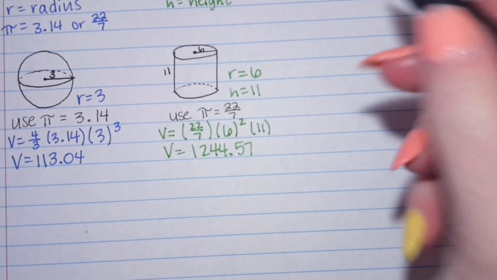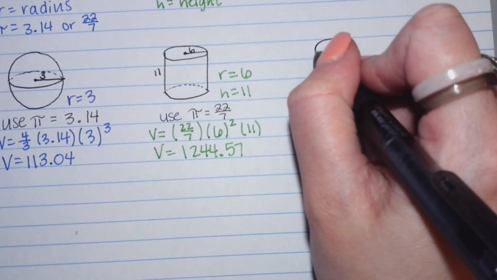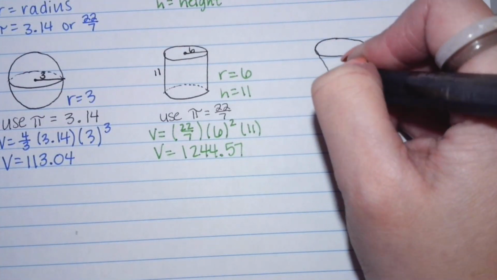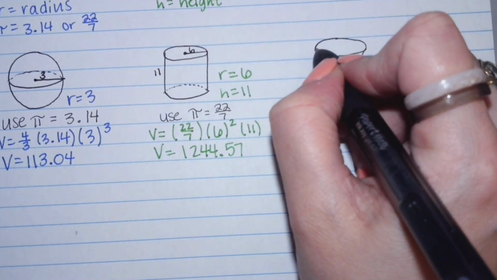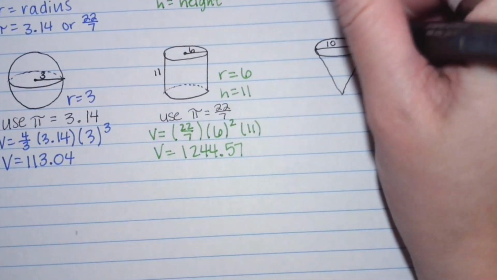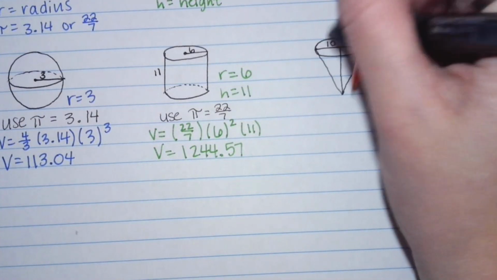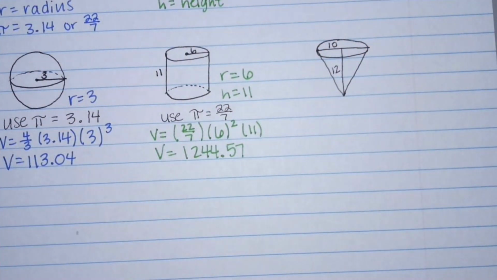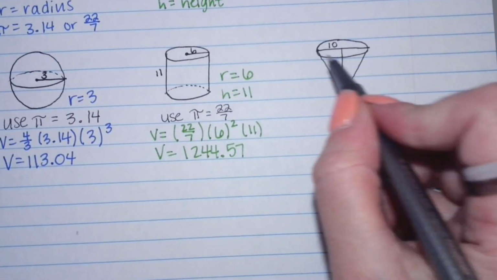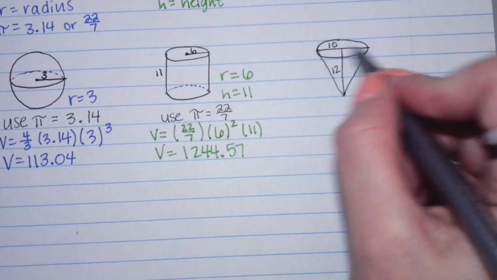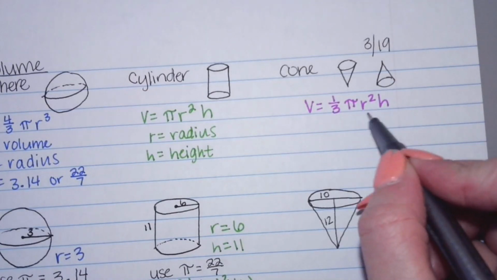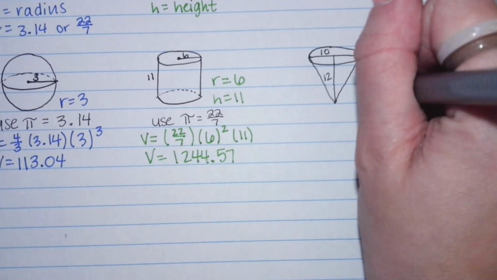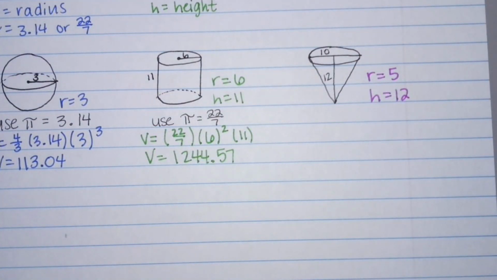All right, for our last example, let's do a cone. For this cone, we're going to mark this as 10 and this as 12. This 10 represents the diameter of that circle because it goes all the way across, but we don't need the diameter. According to the formula, we need the radius. So if the diameter is 10, that makes our radius 5, and our height is 12.